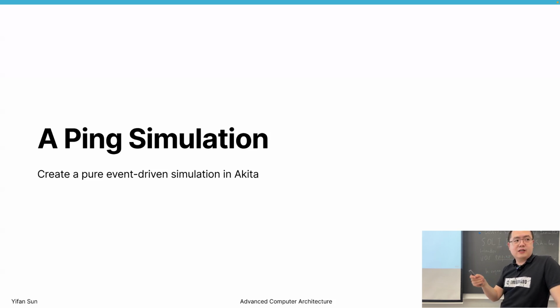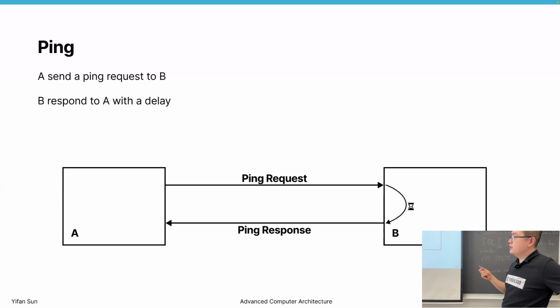You try to see if a node is alive or not. You send a ping message and wait for a response. So we just want to simulate this process. So A sends a ping request to B, and intentionally we let B wait a little bit, and it will send a ping response back to A.